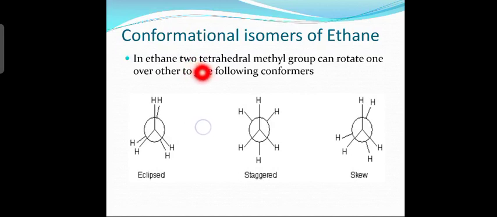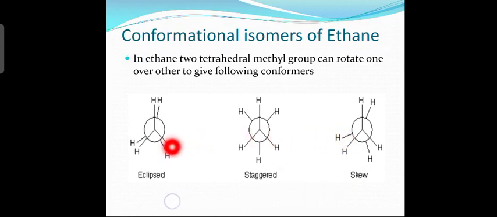In ethane, 2 tetrahedral methyl groups are present, correct? So CH3 single bond CH3 means 2 tetrahedral methyl groups are present. They can rotate one over another to give the following conformers, because a single bond is present between the 2 methyl groups. So you can rotate and have different conformers, that means different structures. These are the 3 conformations possible in the case of ethane: the first one is eclipsed, the second is staggered, the third is skew.